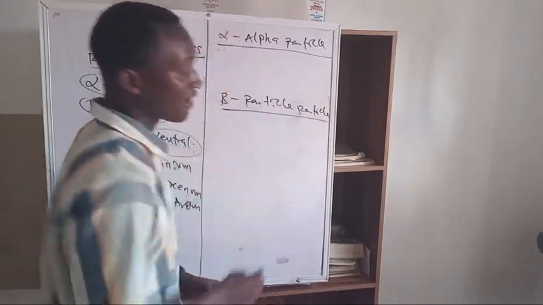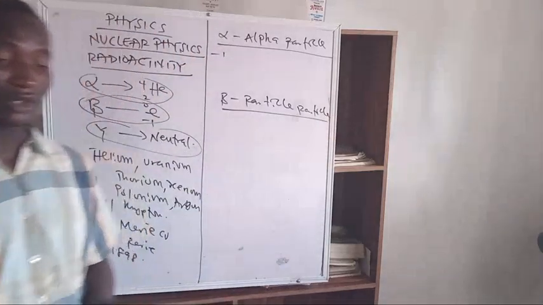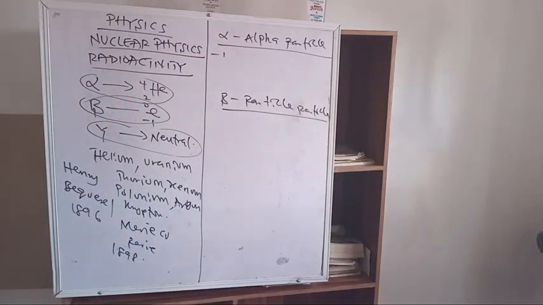Now for the alpha particle, the first property you can note: alpha particles ionize gases. That is the first one. Number two, they move with high velocity. Then number three, they have little penetrating power, so they can be stopped by substances like paper.